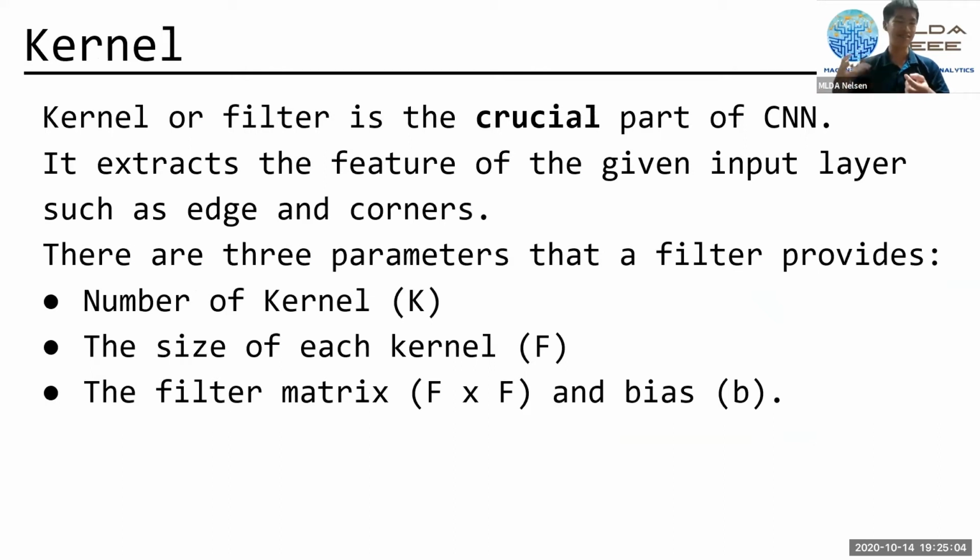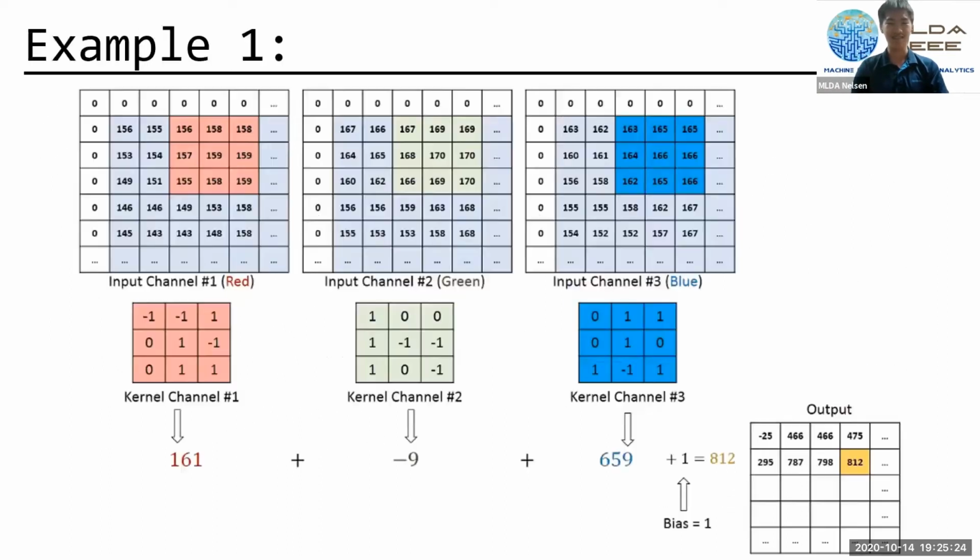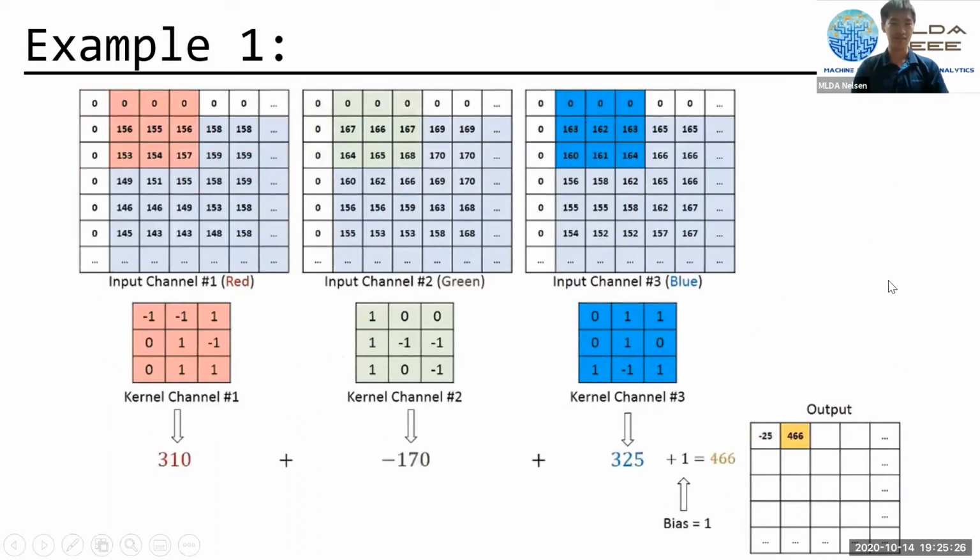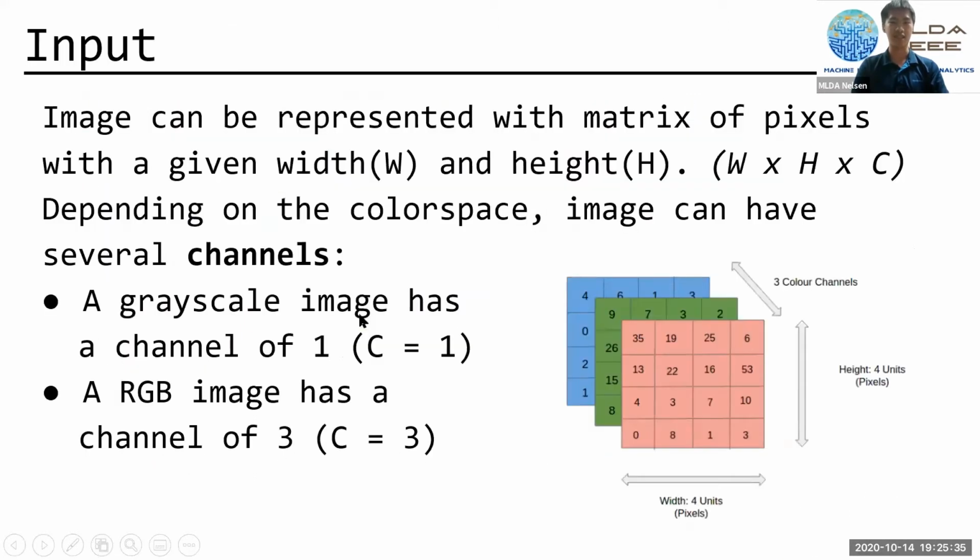So we'll show you after this what a kernel is and all of this stuff. There are three things that you need to consider for a kernel. What is the number of kernels? What is the size of each kernel? And what is the filter matrix? The filter matrix, just now, is 3 times 3. So in this sense, the 3 by 3 times 3 is the kernel size, and inside of this is the kernel matrix.